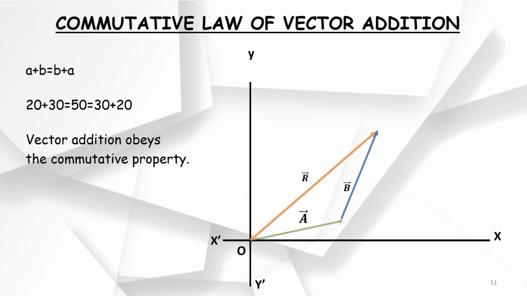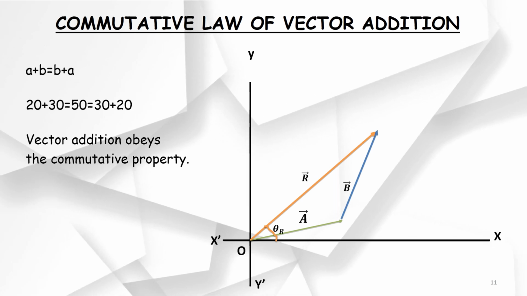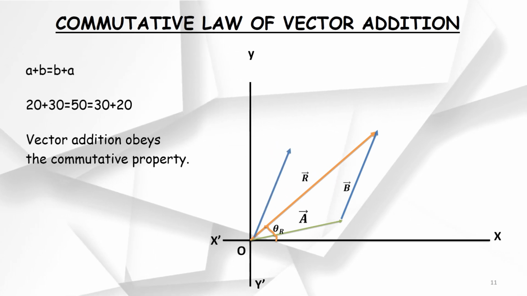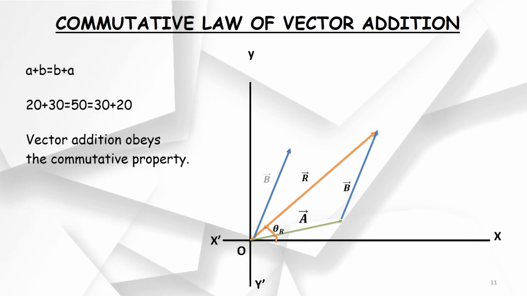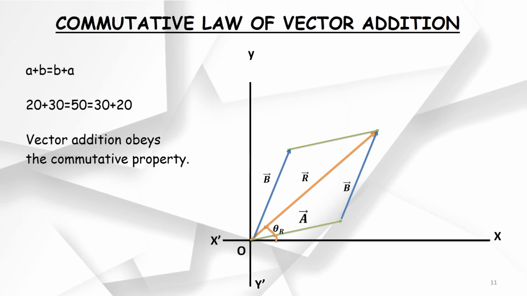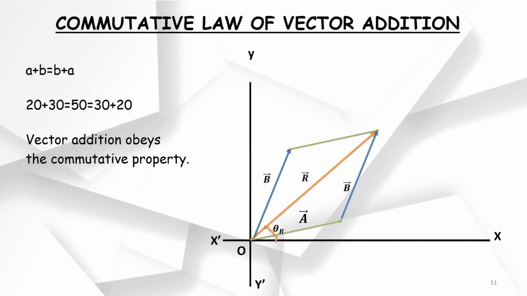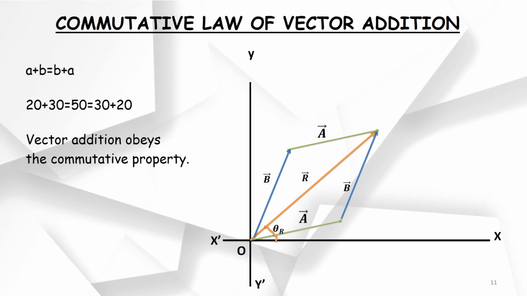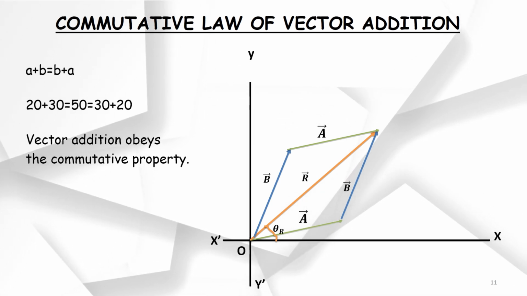Now let's reverse the order and add b plus a. We create a parallel vector a, which is known as a free vector, and b. Using the head to tail rule, we add vector b to a, and we see that the resultant vector is identical to r, making the same angle theta r.